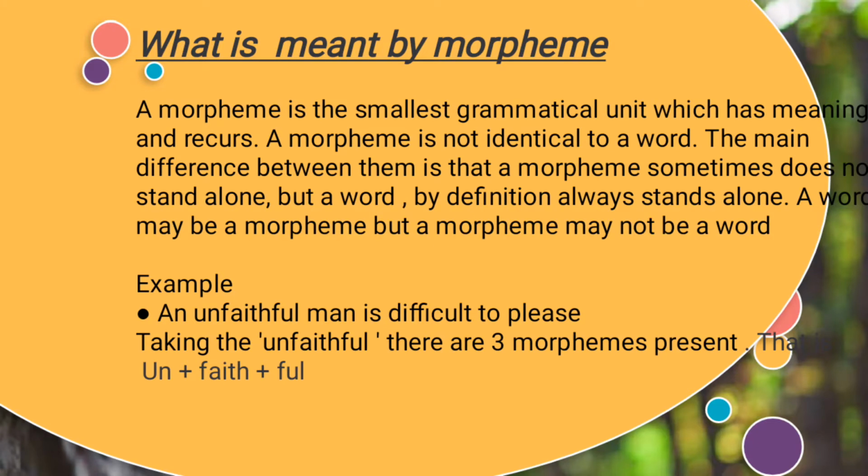Example: an unfaithful man is difficult to please. Taking the word unfaithful from the example above, we can see that there are 3 morphemes present. That is un plus faith plus full.